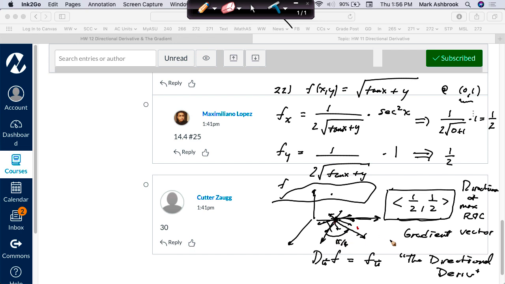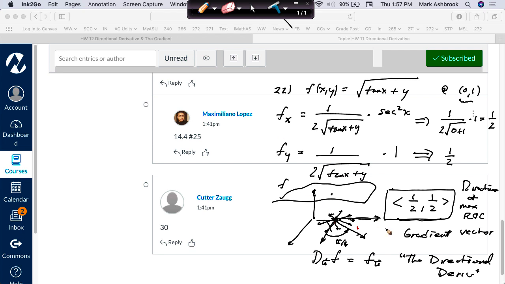Or 45, yeah. So this is the angle pi over 4, where changes in x and y are equal to each other, 1/2, 1/2. That would be the direction you would go, so that on that surface you'd have max change in z per whatever distance you go in that direction. That's the max rate of change.